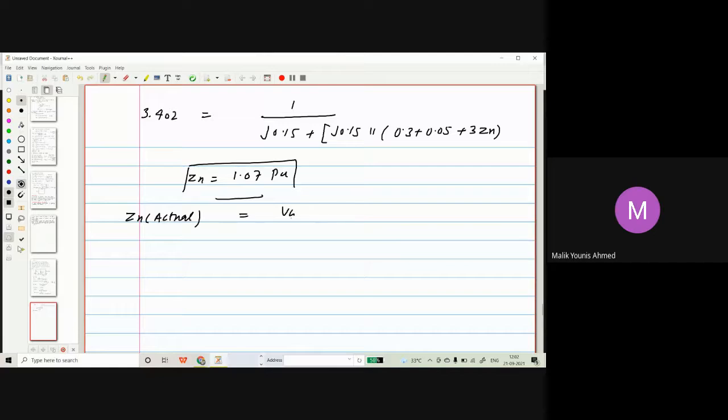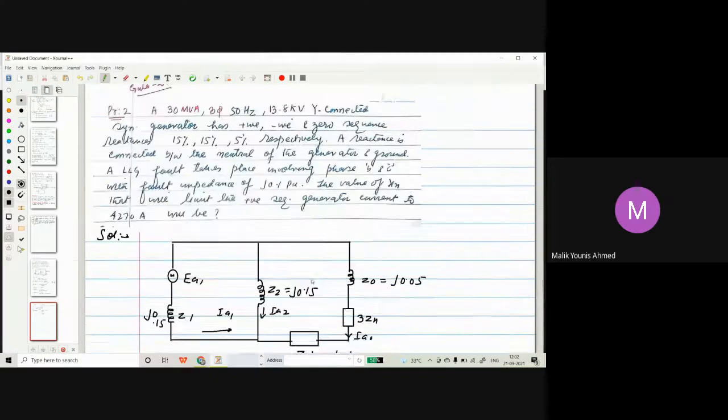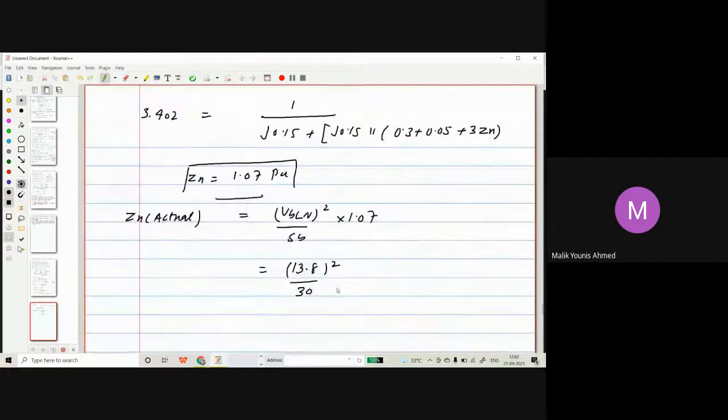So we know V base line to neutral whole square divided by S base into this per unit value. V base value is 13.8. S base is 30. Complex power value is 30. Very clear. Multiplied by this value. We have done it in chapter number 1. So Zn in actual will be equal to J6.79. Okay, that should be in ohms.